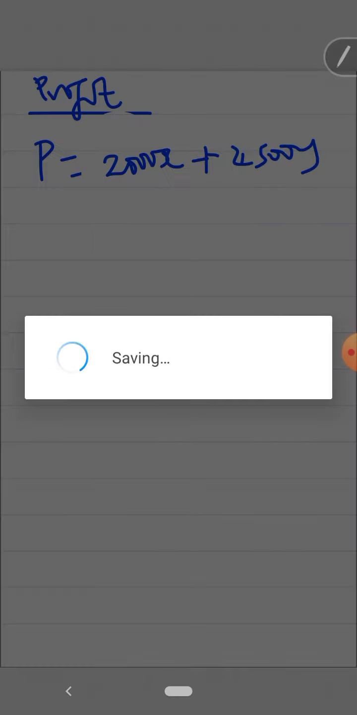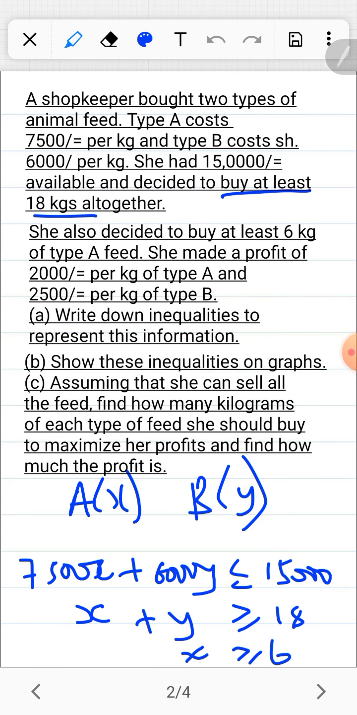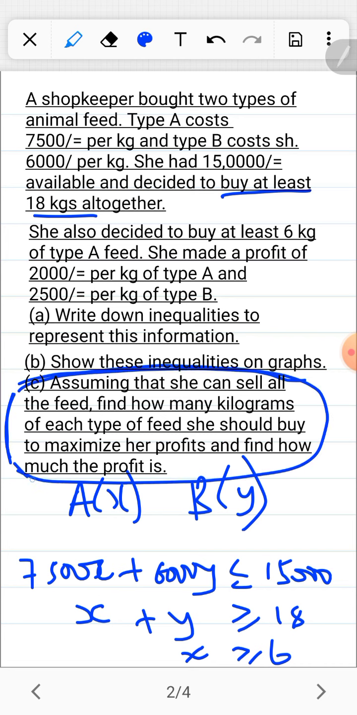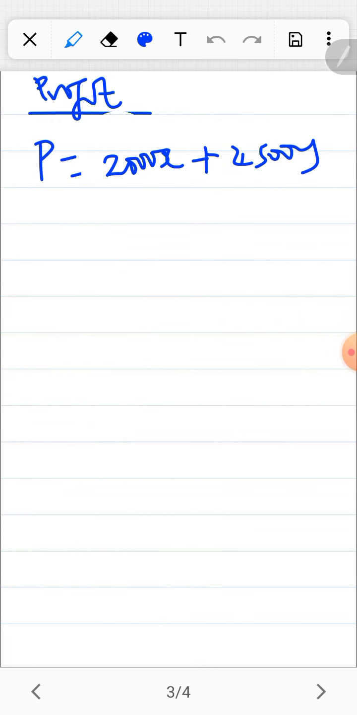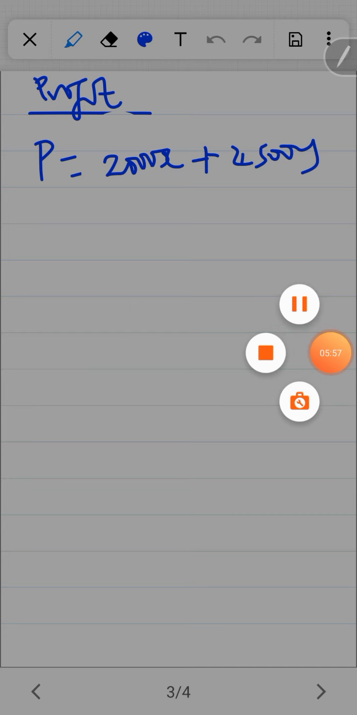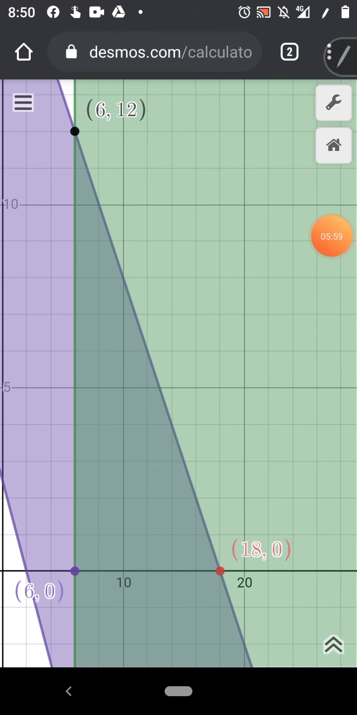What else do they want me to do? Show these inequalities on the graph. I'm going to do that. Assuming she can sell, find how many she should sell to maximize profits. So this is kind of the point of me doing this for you, so that you can see how you can maximize profits. It's very similar to the previous example. So I'm going to go ahead and graph these on Desmos. So let me just pause this for now. So I've graphed my equations, and this is what I've come up with.